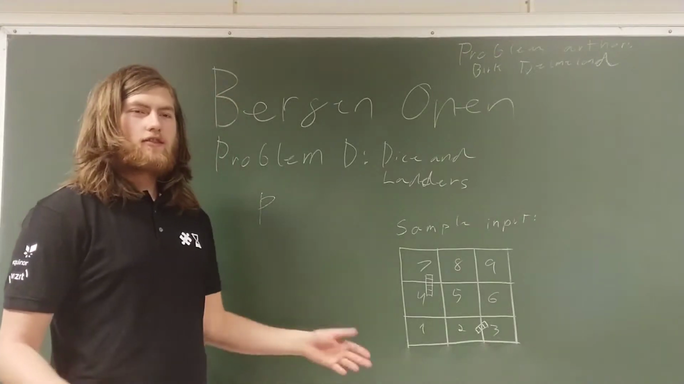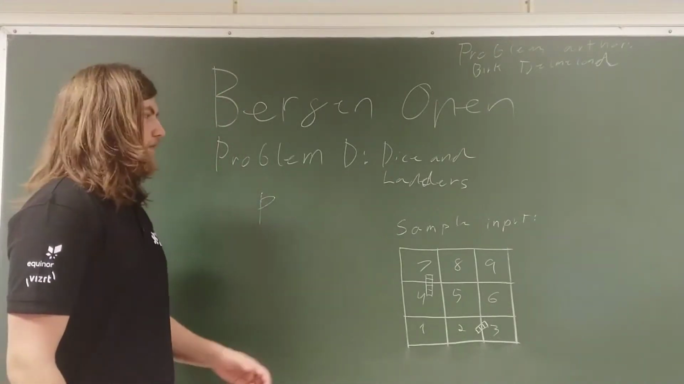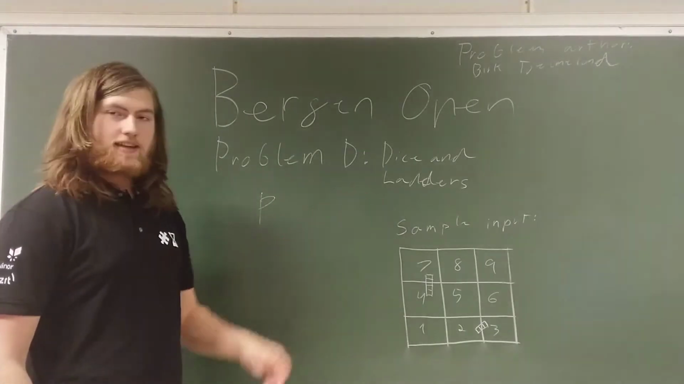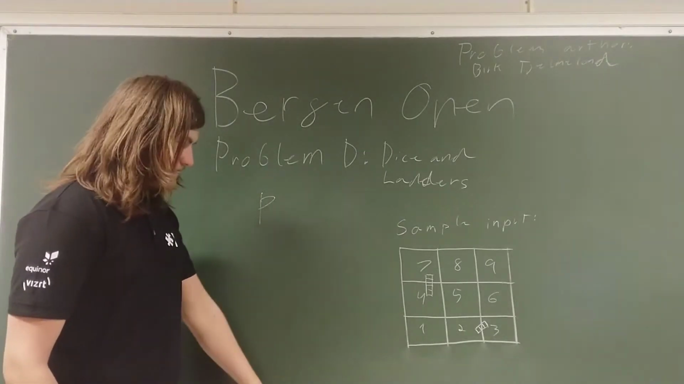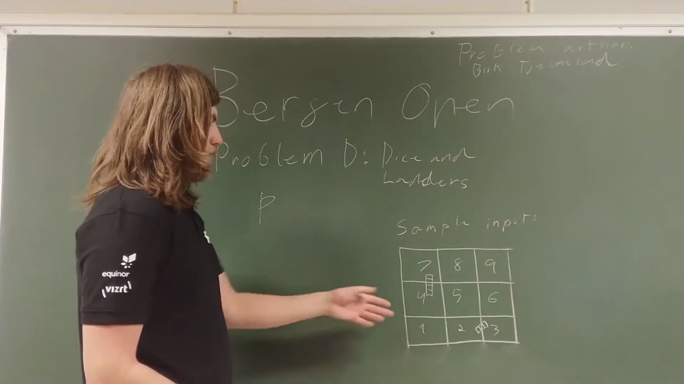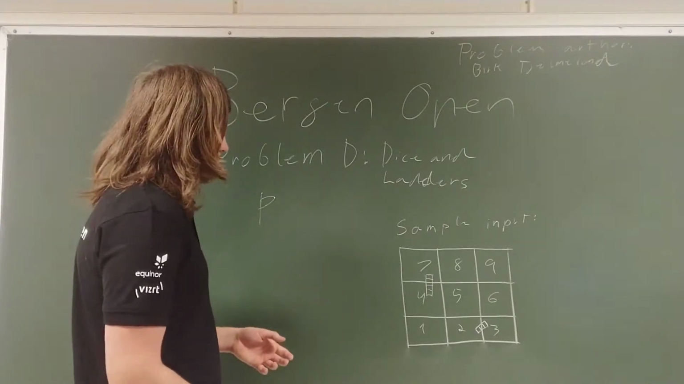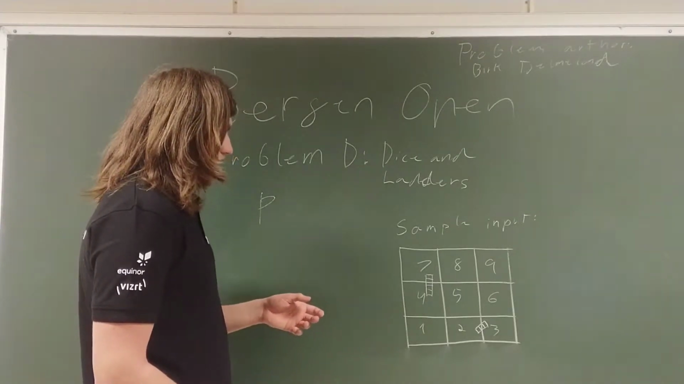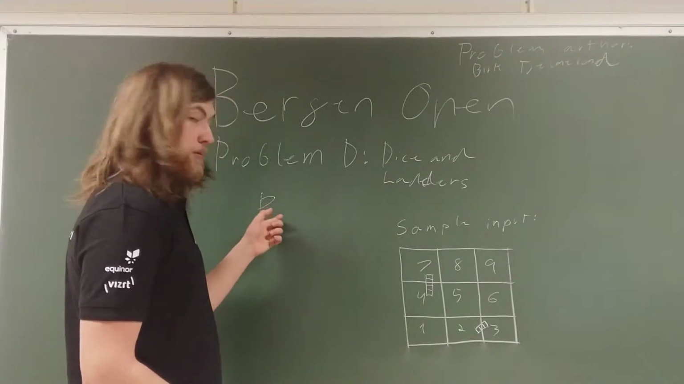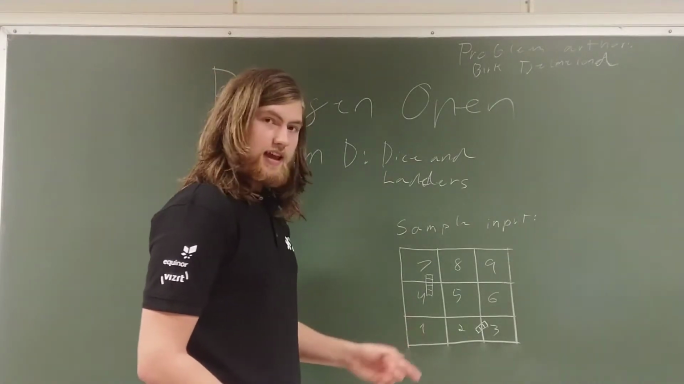So today I will present the solution to problem D in BGOpen 2018. The problem is dice and ladders. In this problem, as input, you are given a board of the ladder game, the children's game, and a probability P.